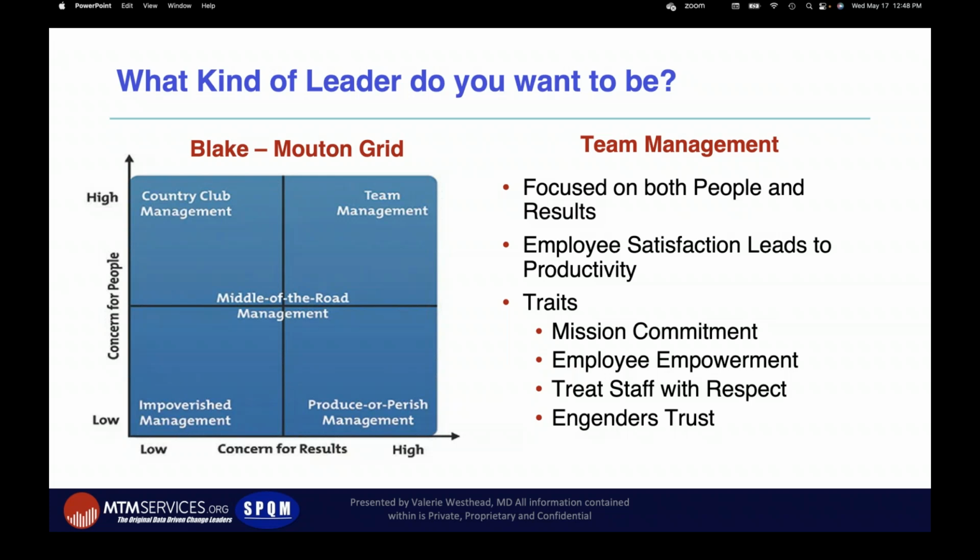Team management is where we are really focused on the true outcomes that we are delivering for the individuals that we serve, that we are absolutely worrying about the needs of our employees and wanting to make sure that they are productive and happy in the work that they do. That we are giving them opportunities to grow and develop.